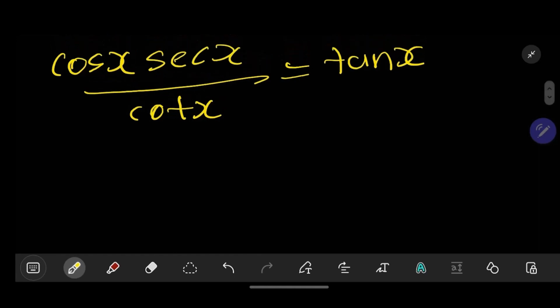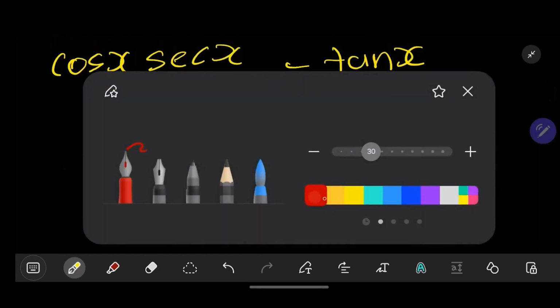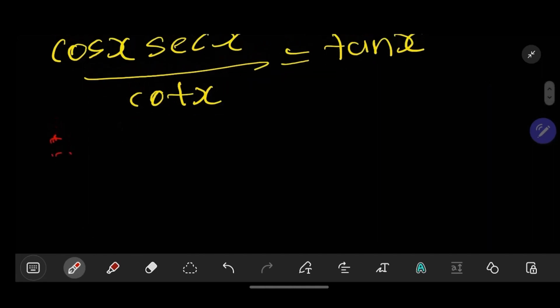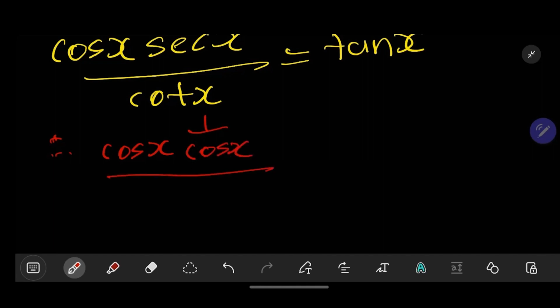We need to get it into cos and sine. So we can show that this is then equal to cos of x. We'll leave it as cos of x. Sec of x is inverse, so we're going to write that as cos of x, all divided by cot of x. Now we know that cot of x is the inverse of tan of x. Now we can rewrite this as cos of x over sine of x, but I'm not going to do that.